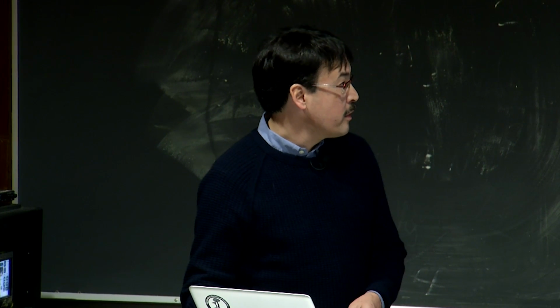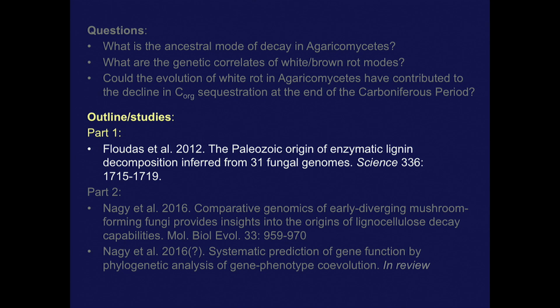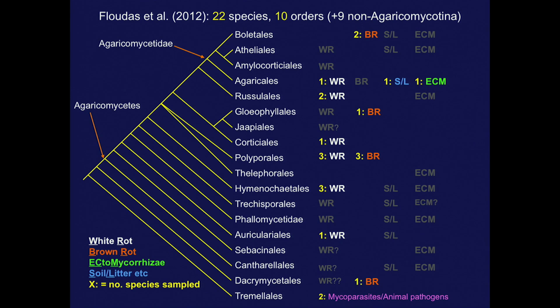So we'll first go on to recapping this paper by Dimitris Floudas and colleagues. This was a comparative genomic analysis. We wanted to understand the evolution of white rot and brown rot. There were 31 genomes, which for the time was a large analysis.